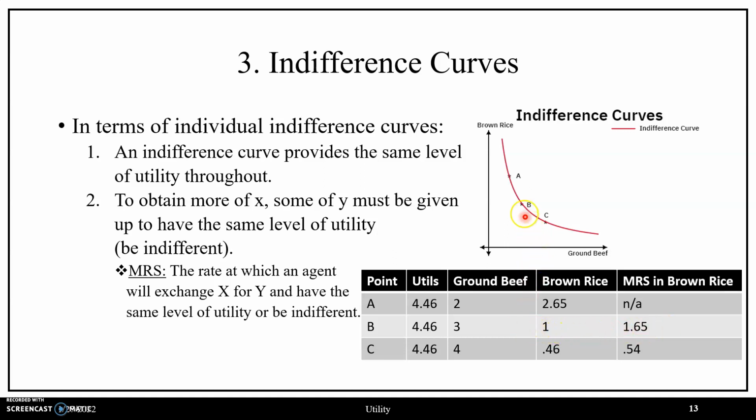And to go from point B to point C, that is going from 3 units of ground beef to 4 units of ground beef. We see that the consumer is going from 1 unit of brown rice to 0.46 units of brown rice, or that the amount of brown rice that they are giving up to remain on the same indifference curve or have that utility level of 4.46 is 0.54.